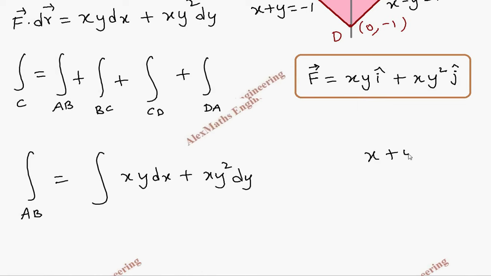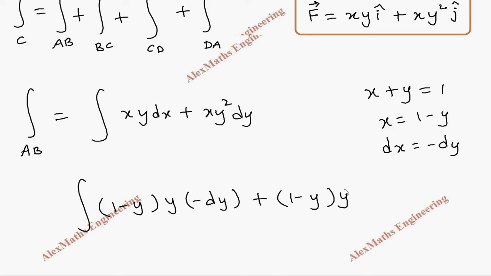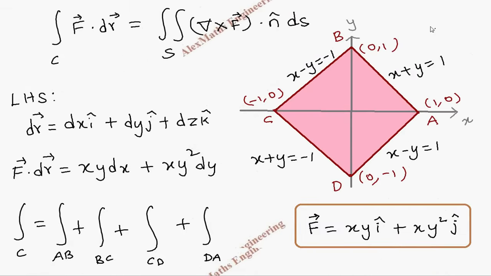So x plus y equal to 1. Let's take what is x from this, which is 1 minus y, and dx is minus dy. So we have to substitute x and dx here. So integral x is 1 minus y into y as it is, and dx is minus dy, plus x is again 1 minus y into y square dy. Everything is dy. So let's take the limit of AB.